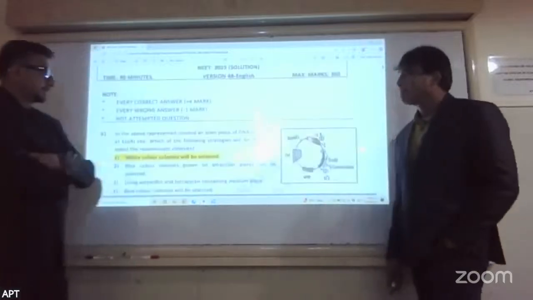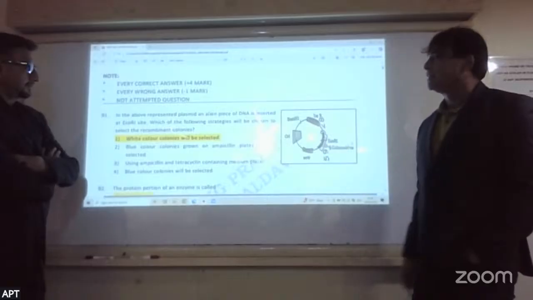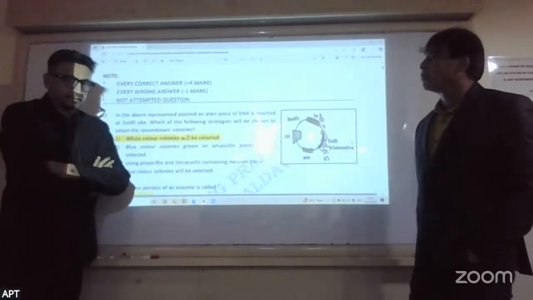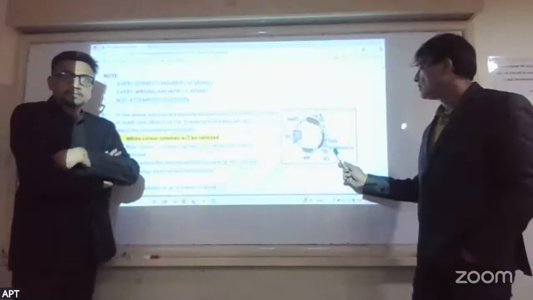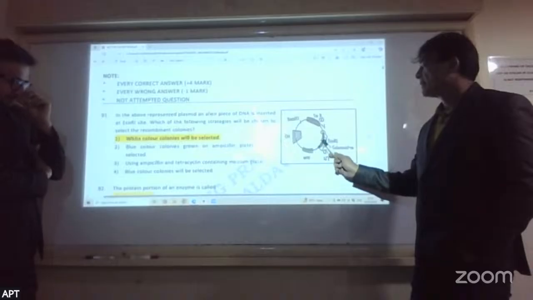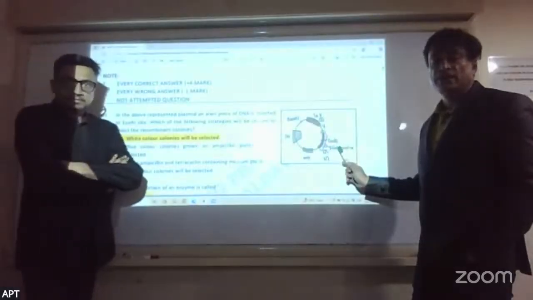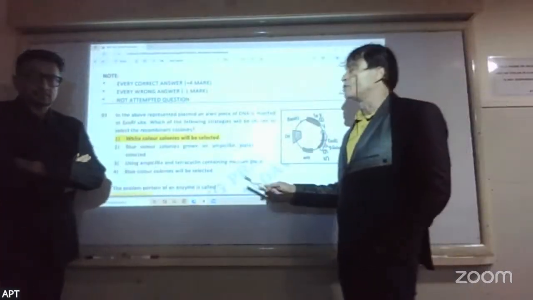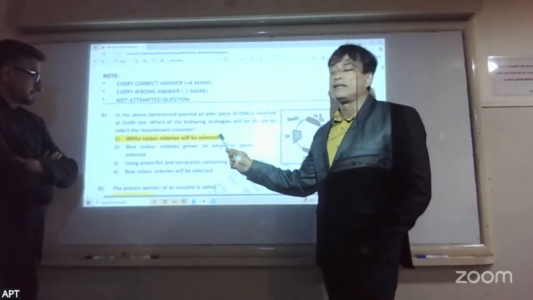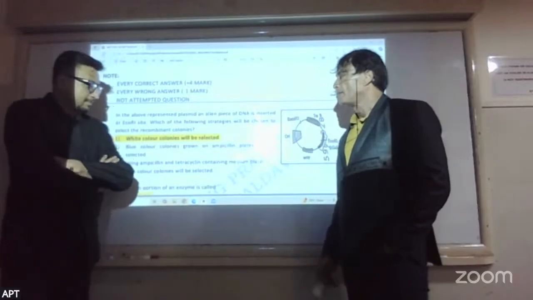Can we go? Well, this is the first question. In the above represented plasmid, an alien piece of DNA is inserted at EcoRI site. Which of the following strategies will be chosen to select the recombinant colonies? What they have shown is EcoRI has been ligated with beta galactosidase, and here they are ligating the alien gene. So obviously beta galactosidase will show insertional inactivation. So after adding chromogenic substrate, the white color colonies will be selected. That will be the selectable marker. So answer should be 1. White colored colonies will be selected. Can we go ahead?